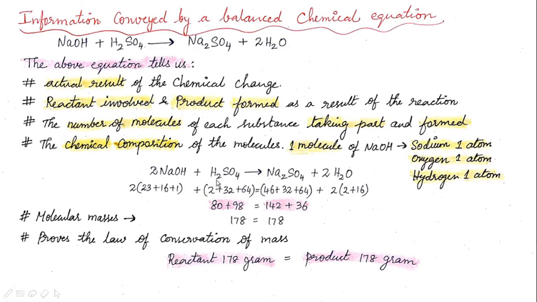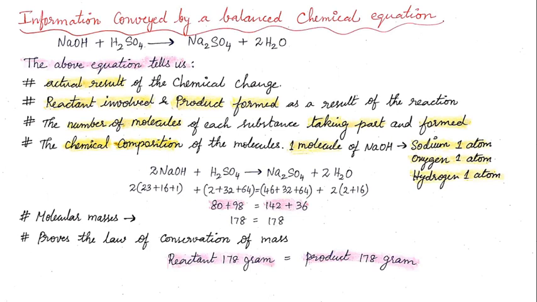This is on the reactant side. So 2 into the total value comes to 80, and sulfuric acid is 98. 80 plus 98 is 178 on the reactant side. Similarly, on finding the mass values, we get 178 on the product side. That is the molecular mass. So this proves the law of conservation of mass.